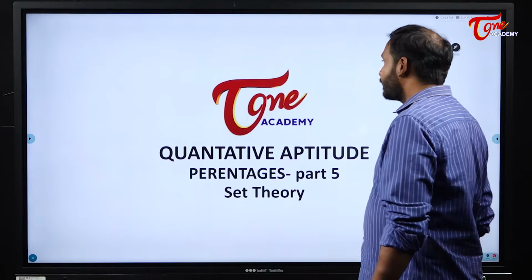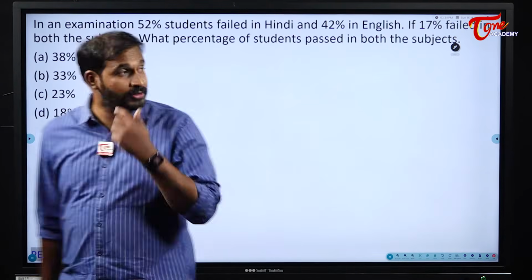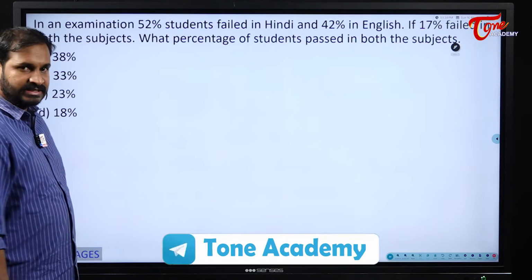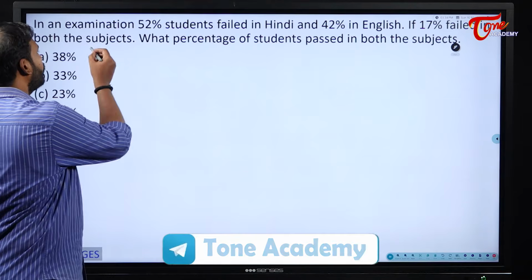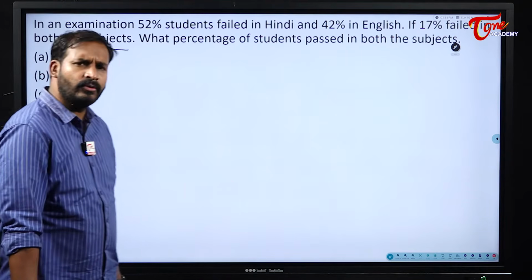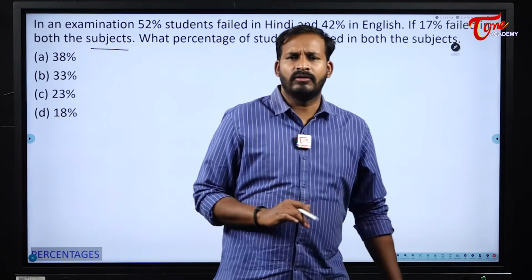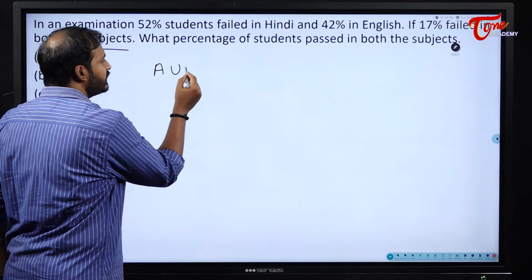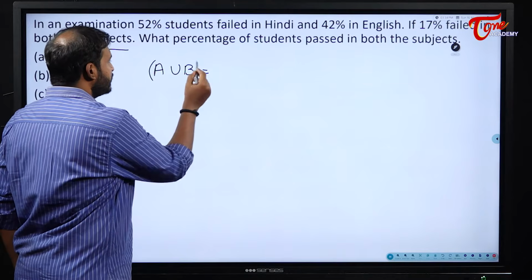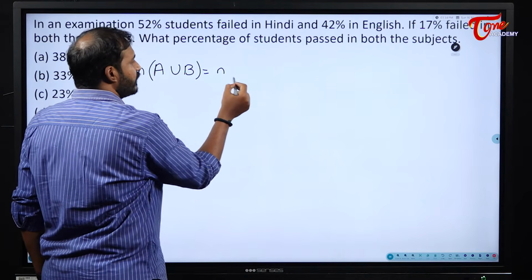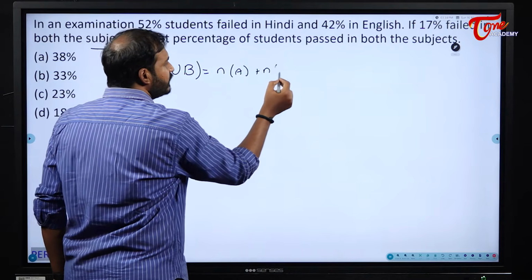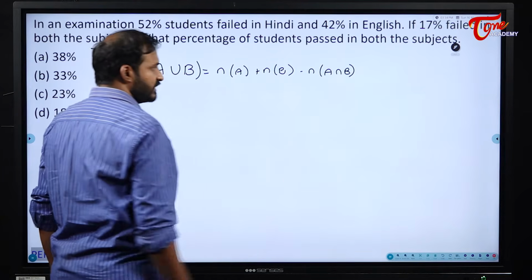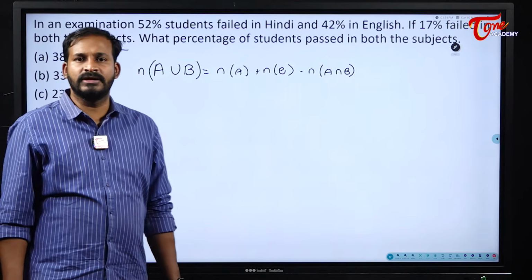Now, we will see. In an examination, 52% of the candidates failed in Hindi and 42% in English. If 17% failed in both the subjects, what percentage of students passed in both the subjects? We all know about sets from our schooling. N of A union B is equal to N of A plus N of B minus the common part, N of A intersection B. This is the formula we used in our schooling.